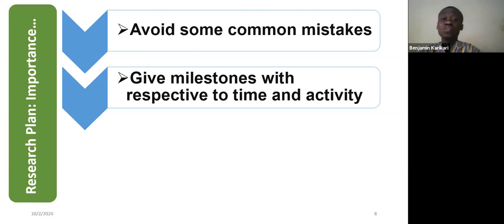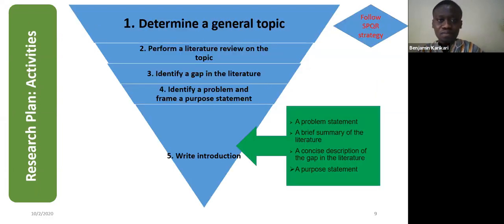It also gives you a milestone with respect to time and activity. Your research plan or research proposal will give you what exactly you are supposed to do in the next 2 weeks. If you are not able to do it in the next 2 weeks, what are the probable consequences? Are you going to defer your program? Are you going to extend your program to 4 years or 5 years or 10 years, just as some people go through in Ghana? So we have seen the relevance of a research plan.